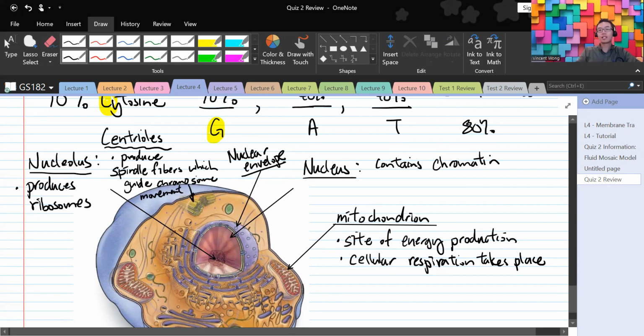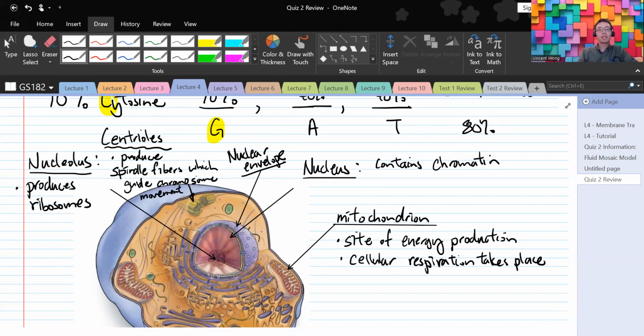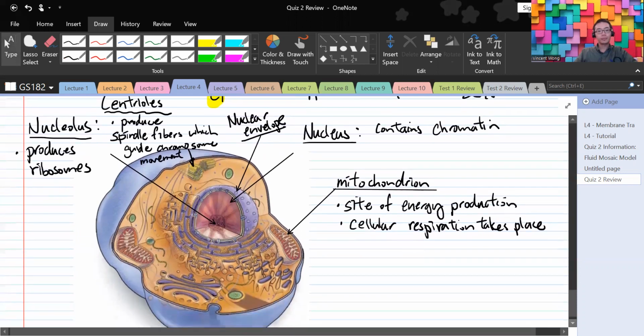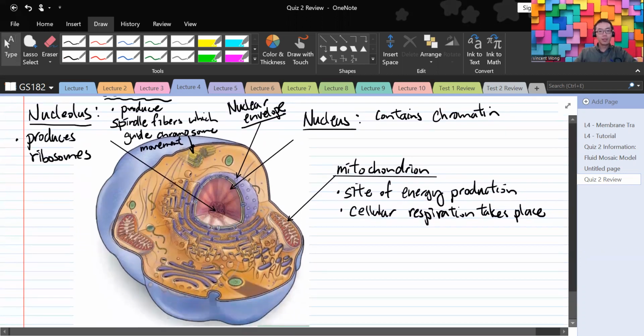During cell division, we're going to pull the chromosomes from one side to another. You're going to separate them, all that stuff. It's going to be guided by the spindle fibers, and the centrioles are responsible for producing them. So again, only found in animal cells, not in plant cells. Let's see what else we have.